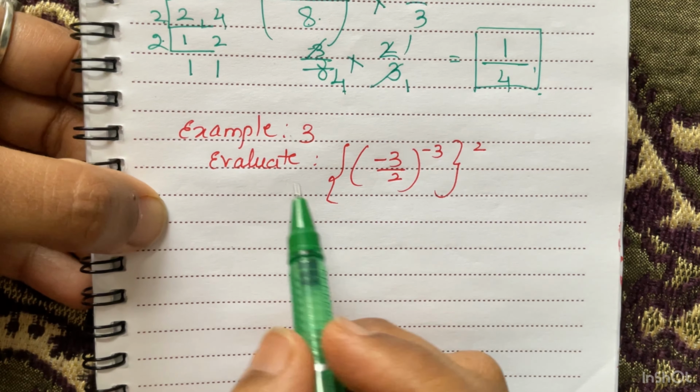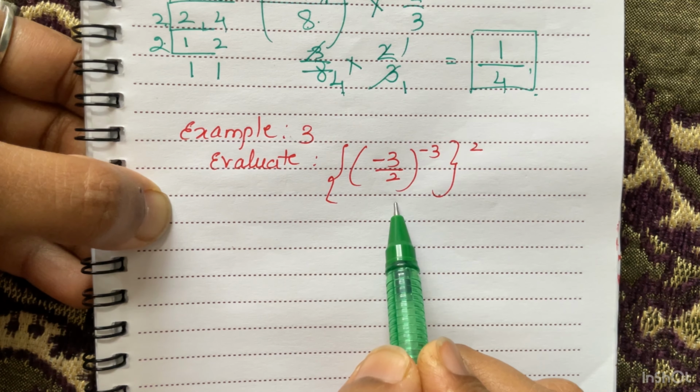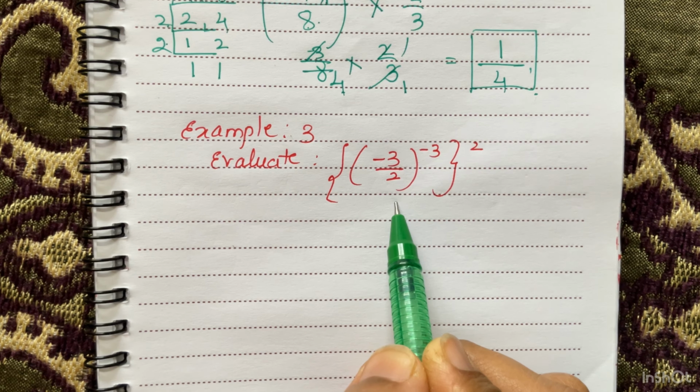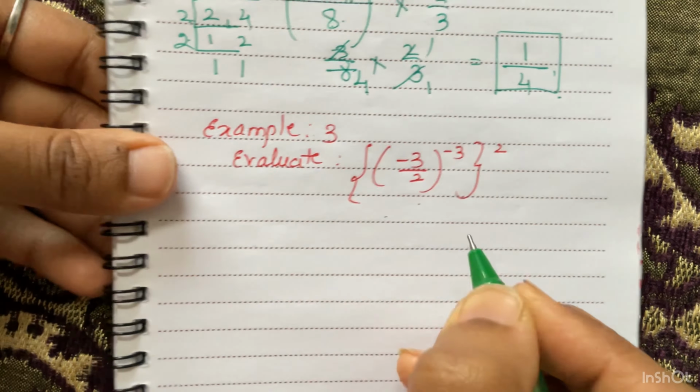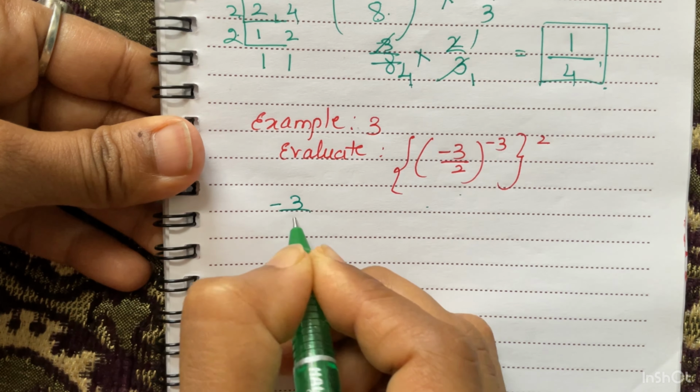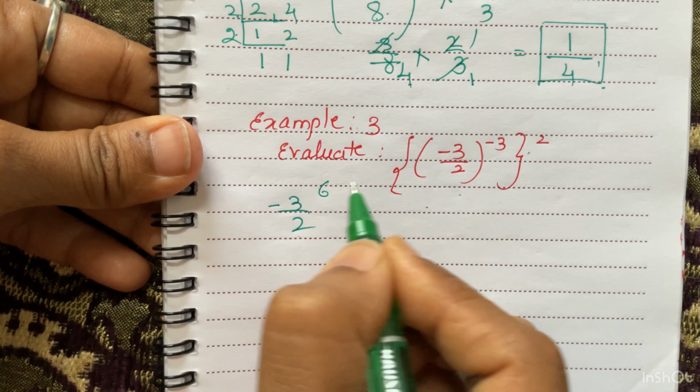Now example 3, evaluate. Now look at this question. We have to apply the powers law. Okay, so for that, we need to multiply the powers. So minus 3. Okay, let me write this side. Minus 3 by 2. 3 2s are 6, and it is having a negative sign.